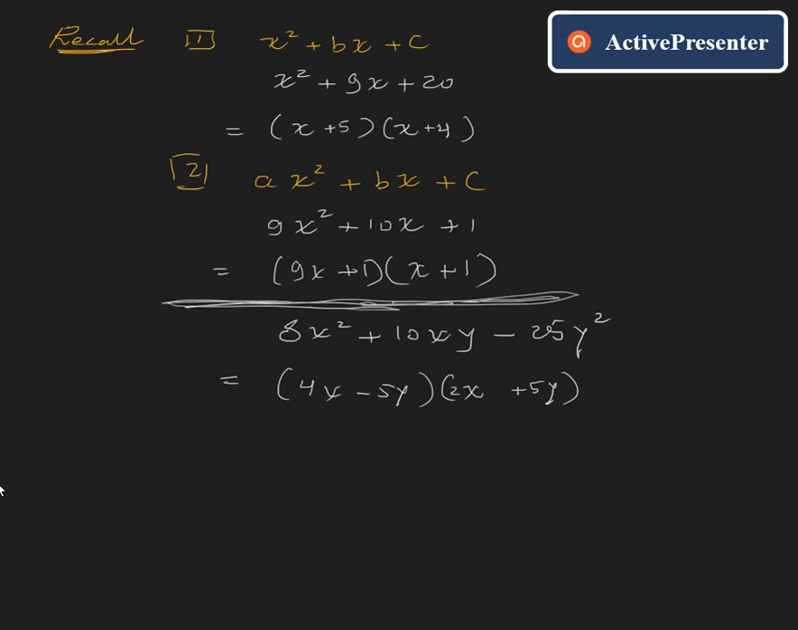And let's check the outer now. 4x multiplied by 5y is 20xy, and if you multiply minus 5y by 2x, you will get minus 10xy. If you add them together, you will get 10xy, which is the middle term, then your factoring is correct. We saw also the third case when it is impossible to factor, or in other words, non-factorable over integers.